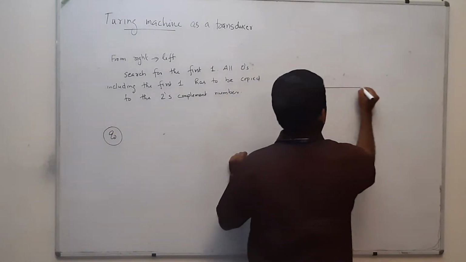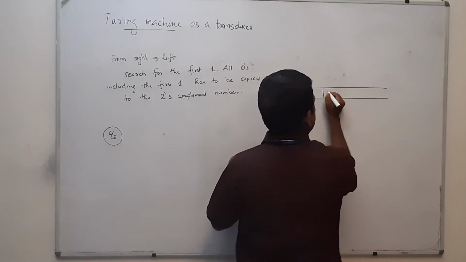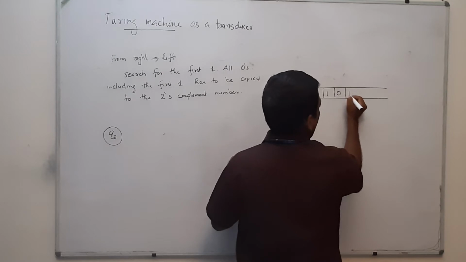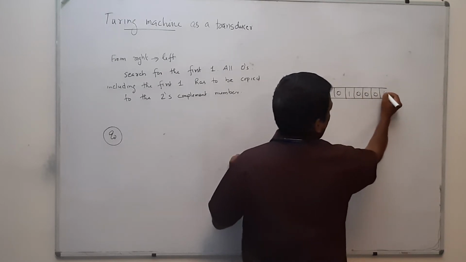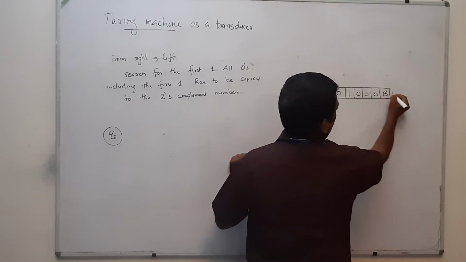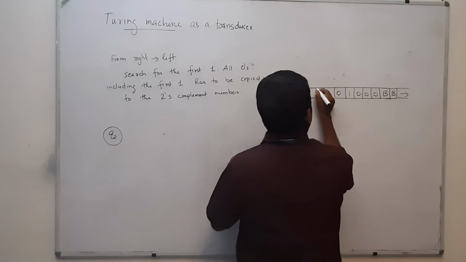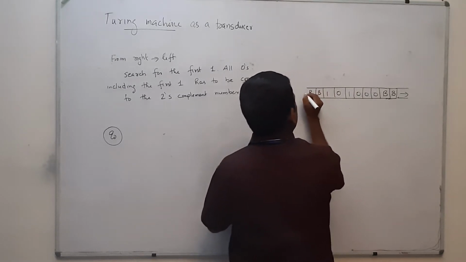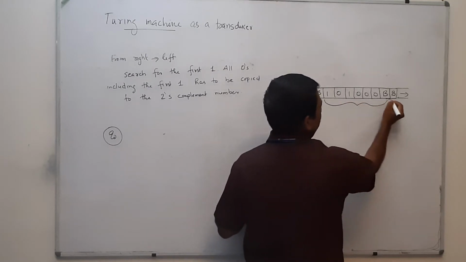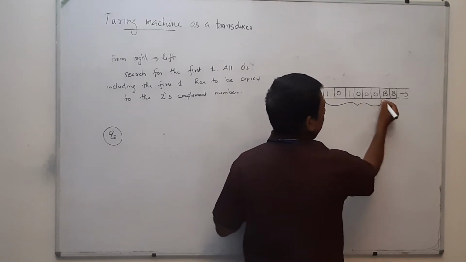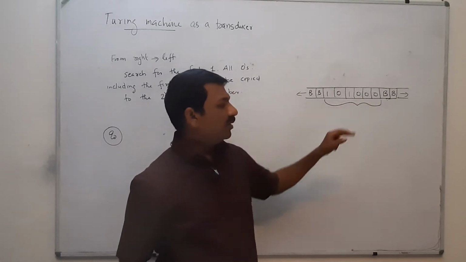Here you have the input tape, and this is 1 0 1 0 0 0, and to the right of that you have blank, blank, and to the left of here also you have blank. That means in between you have this number. We are going to find the 2's complement of this.